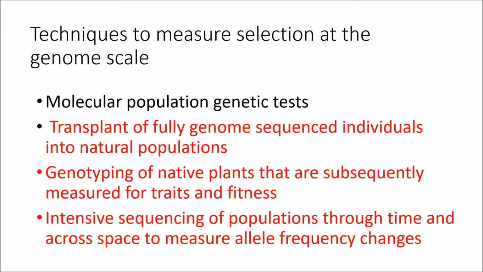I'll talk about that in relation to a slightly different sort of field study where you're genotyping native plants, those that you don't transplant, but just go out to the field site and follow through their lifetimes, measuring traits and fitness. And finally, how the different sorts of data that emerge from these studies can be combined with intensive sequencing of populations through time and across space as a distinct way to measure allele frequency change, and through the combination of these techniques, draw conclusions about the strength and pattern of natural selection acting on SNPs or other sorts of variants across the genome.